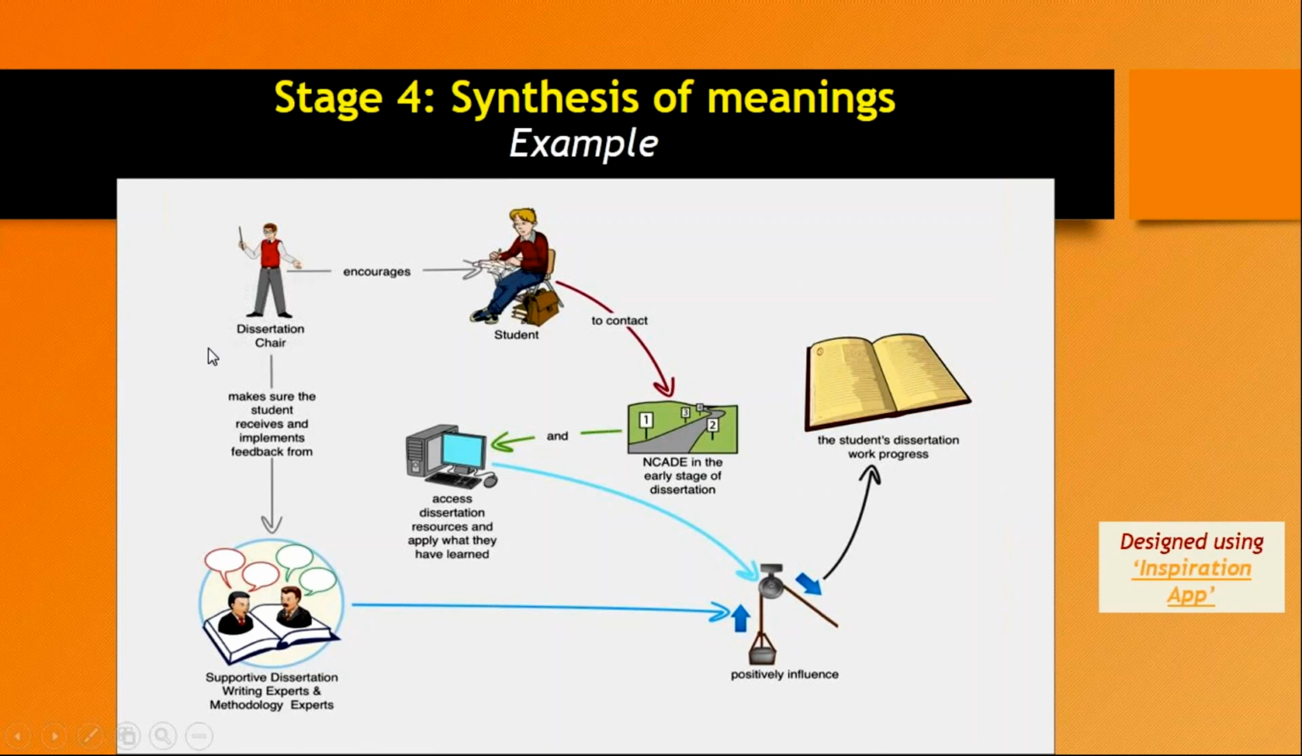So as you can see, if the dissertation chair encourages the student to contact NCAID at an earlier stage, and they access our resources and apply what they have learned, there's a higher probability for them to finish their dissertation maybe on time, right? And another one too, if they make sure that students receive and also implement the feedback that they receive from the supportive staff, right? There's a high probability for them to finish on time.